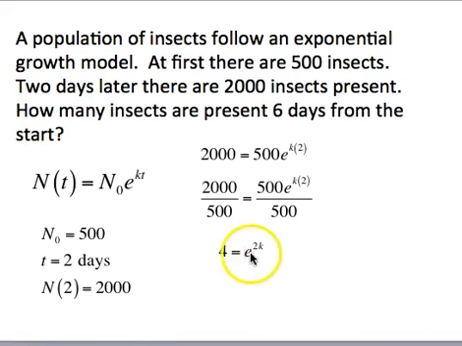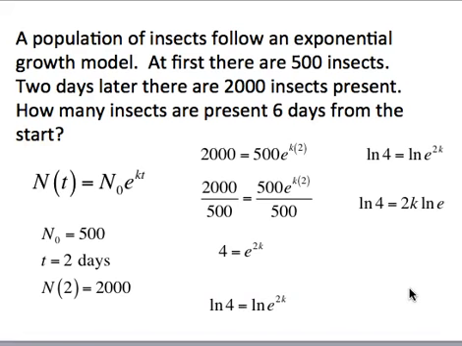Next up, to solve for k, we're going to take the natural logarithm of both sides and see what we get. Natural log 4 equals natural log e to the 2k. 2k comes down front, so natural log 4 will equal 2k natural log e. But we know natural log e is 1, so we have log 4 is 2k, and then divide both sides by 2, and we get k is log 4 over 2.